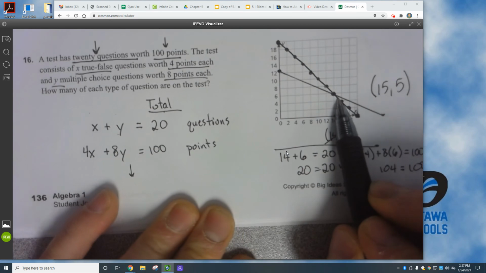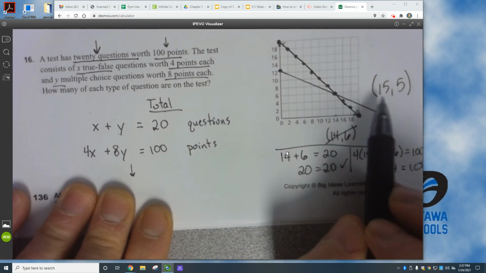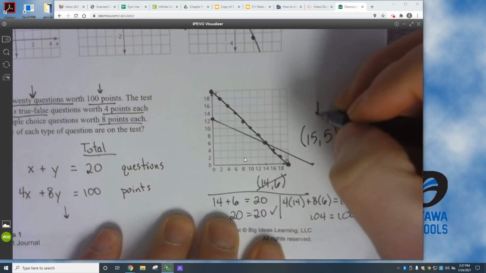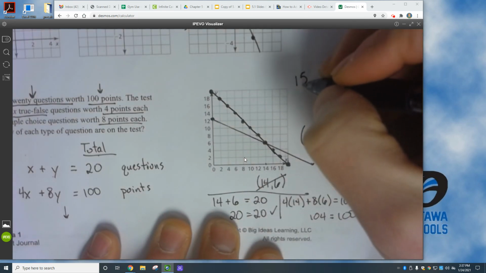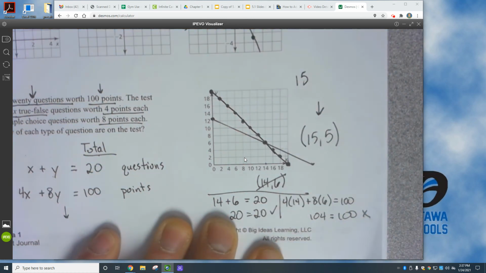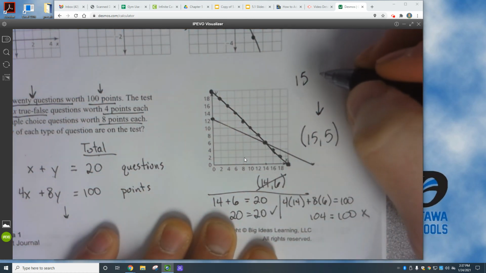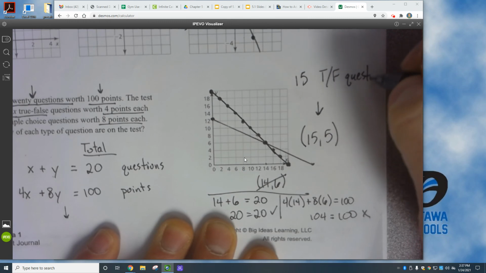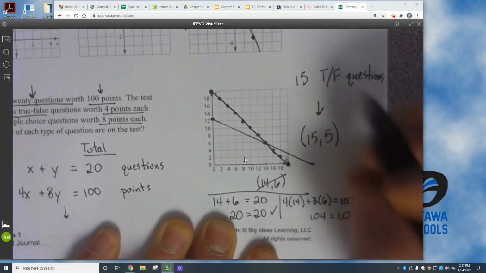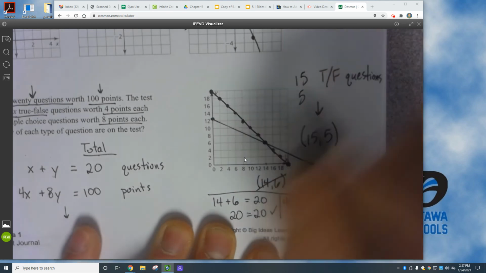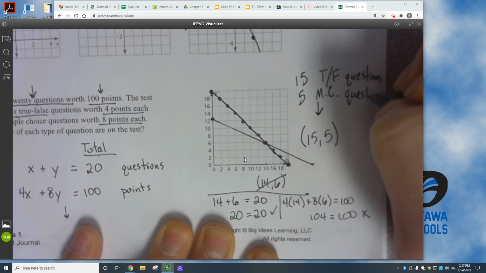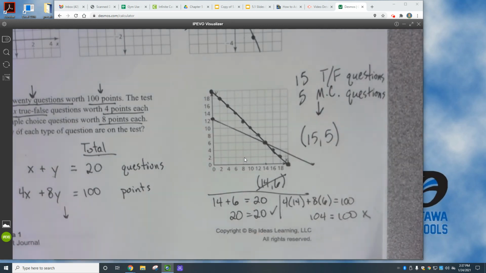But what does that mean? Well, that means if the solution is 15, 5, that means that X was 15 true false questions, and Y was 5 multiple choice questions. All right, there you go. There is section 5.1.